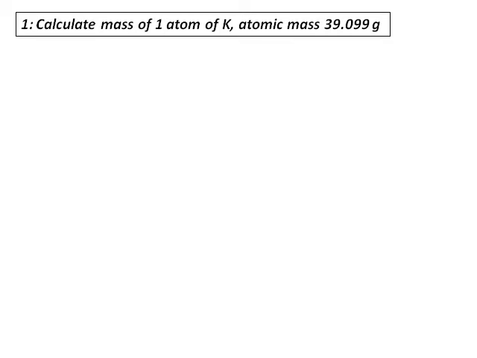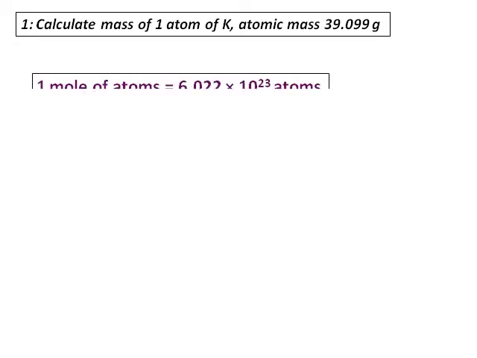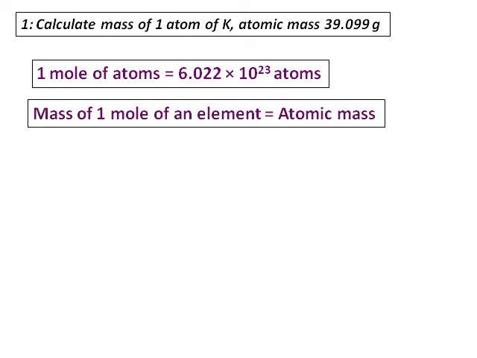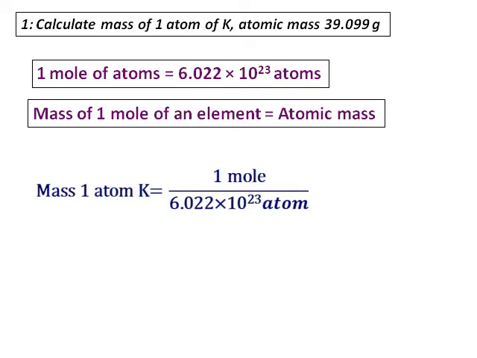Calculate the mass of 1 atom of potassium, and the atomic mass of potassium is given. So in order to do these questions, we know that 1 mole of atoms equals 6.022 × 10^23 atoms, and the mass of 1 mole of an element is its atomic mass. In these kinds of questions, always start with what is given. You are asked to calculate the mass of 1 atom of potassium. So let's see how many atoms are there in 1 mole.